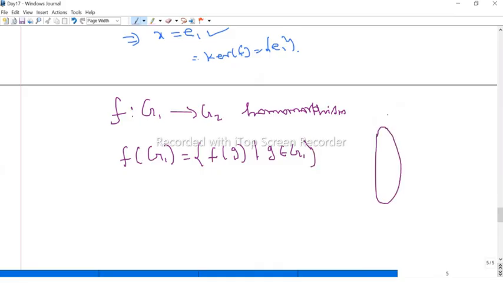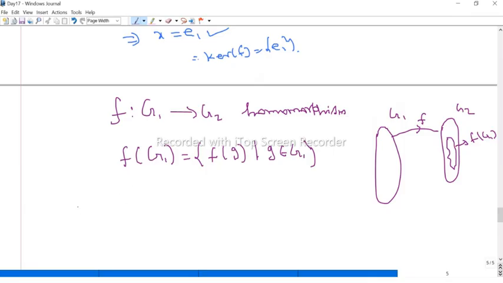So this is our G1, this is our G2. We have a homomorphism between G1 and G2, and we collect only the image, the range. This is f of G1. If it is onto, then f of G1 equals G2; if it is not onto, we get some proper subset of G2. This is the image of the set. You can say that this is a subgroup of G2.